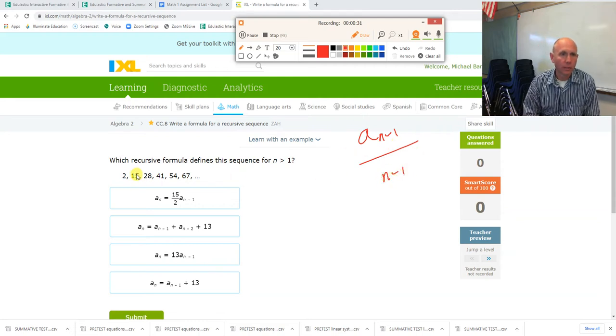So what's going on here? I look back a term and I add 13. So it's like back a term plus 13. We got something like that? Previous term plus 13. It's right here.